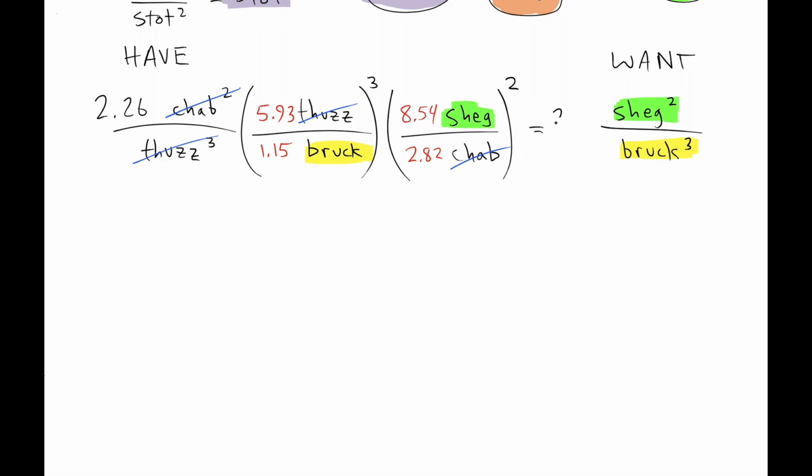$28.40. The original quantity had 3 significant figures, so I'm going to give 3 significant figures in my answer as well.